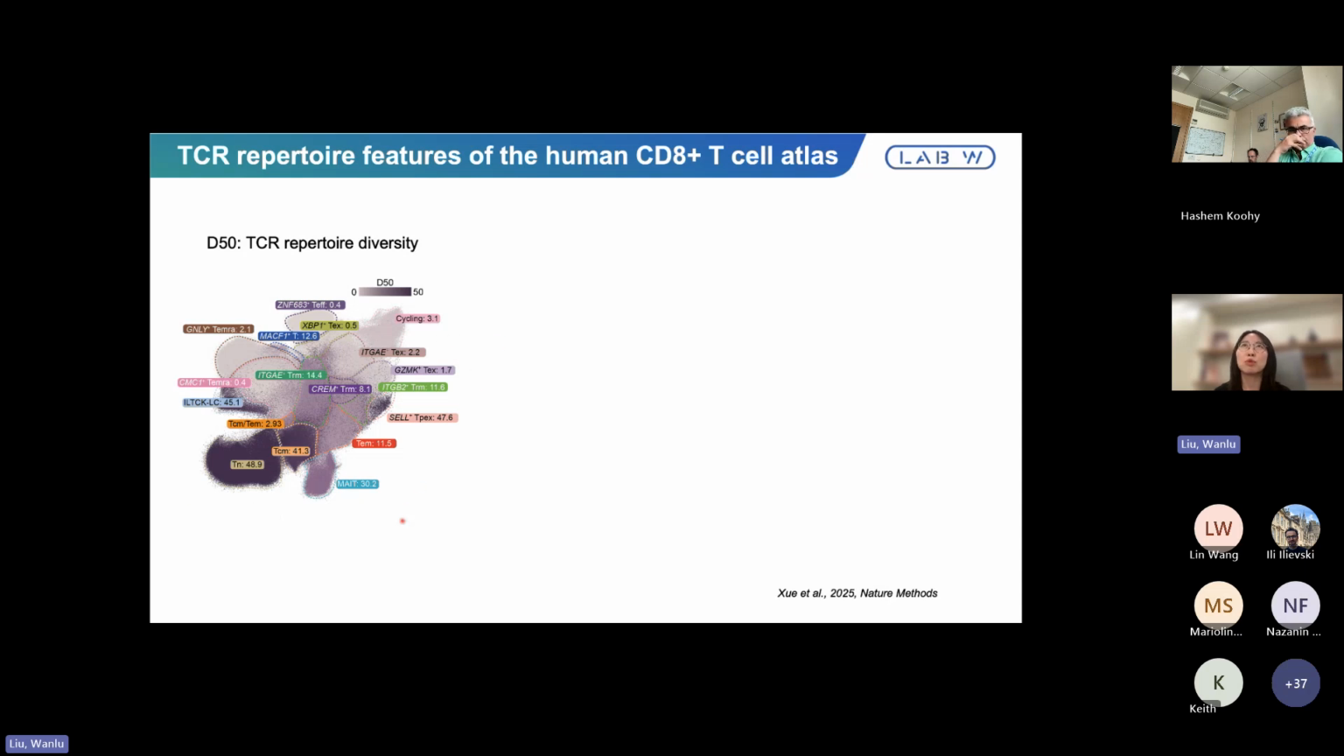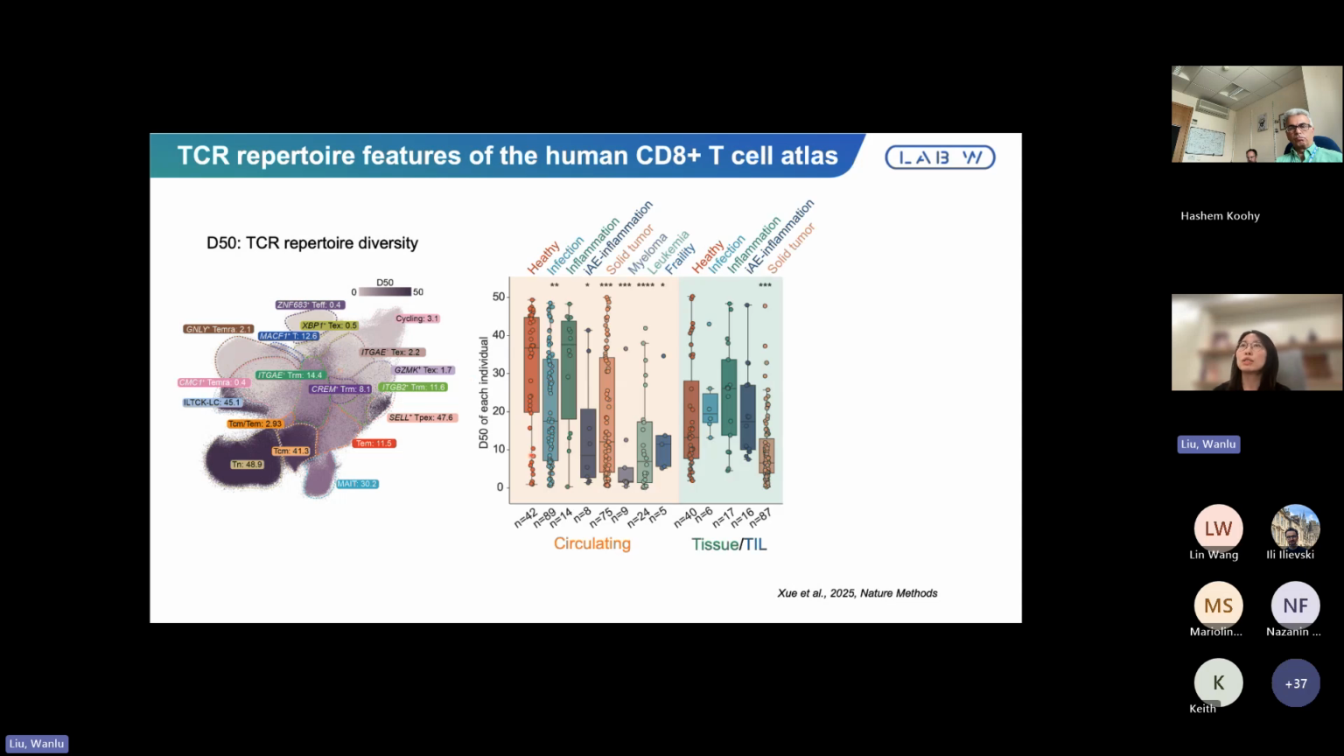So we also did some repertoire features of those T cells. We first calculated the D50, which measures the TCR repertoire diversity, and you can see that in the naive T cell, the TCR diversity is really high. Along with the differentiation of the T cells into, for example, memory or exhausted T cells, the TCR diversity is decreasing, and basically the T cell is clonally expanding.